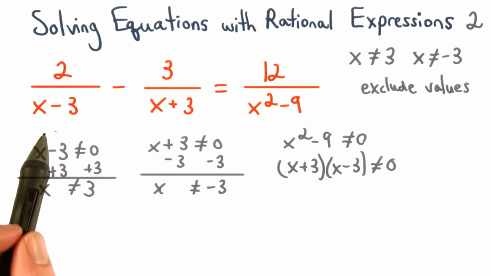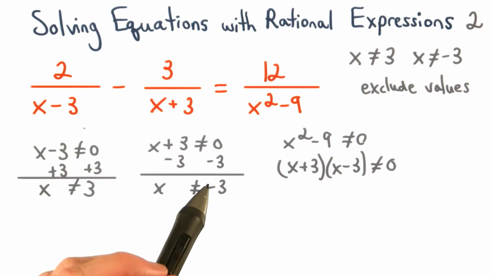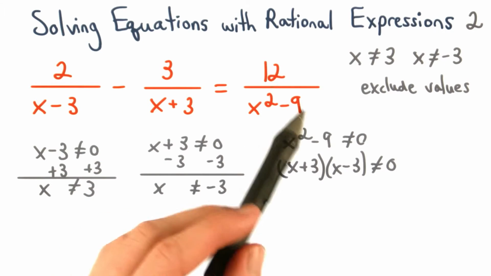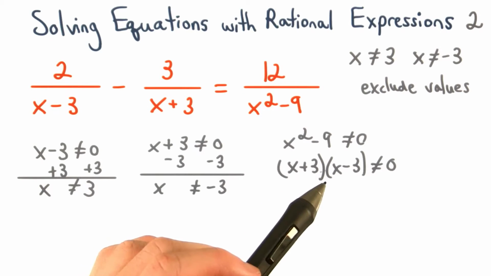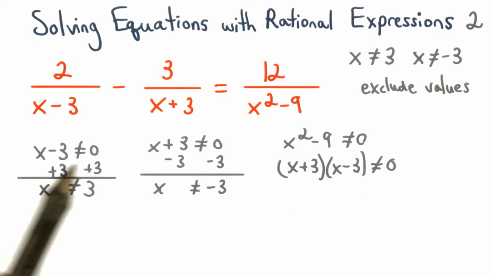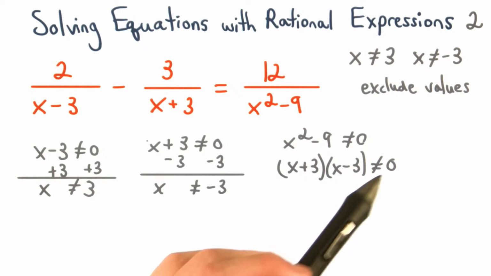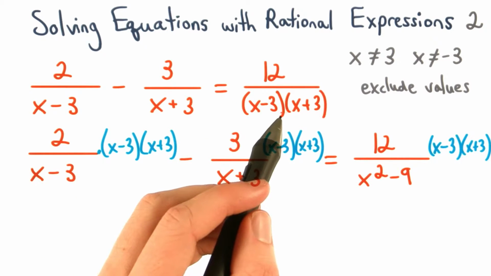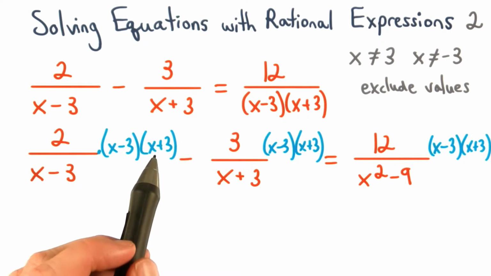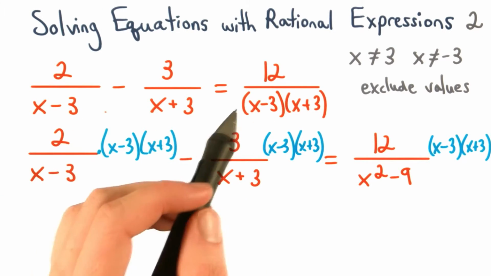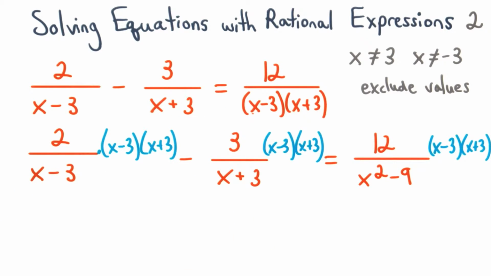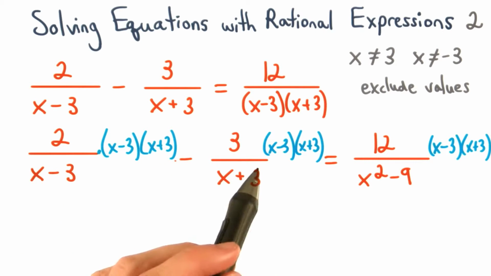This number would make this denominator equal to 0, and this number would also make this denominator equal to 0 as well. This last denominator has factors of x plus 3 and x minus 3, so really we've already taken into account the numbers that x cannot be for it, since we solved these two equations already. If we factor this last denominator, we can see that the LCD would be x minus 3 times x plus 3. We know this since this is a factor of this denominator, and this is also a factor of this denominator.